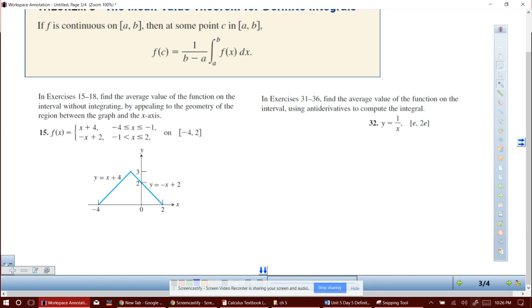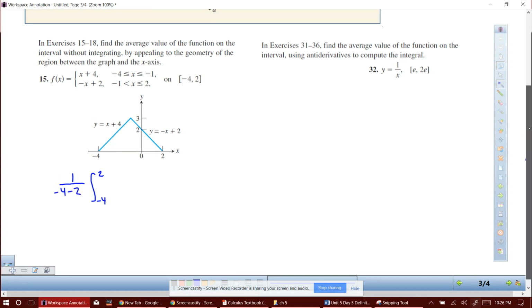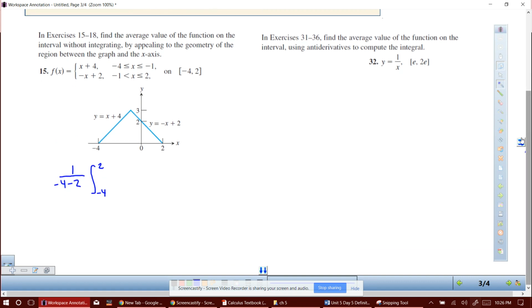This first one, they tell me essentially to do it with areas. So I'd want to do the integral from -4 to 2. So that would be 1 over -4 minus 2. And I think it's b minus a. So hold on. I knew I was writing that backwards. Let me fix that. So b minus a. So b is the top. So that would be 2 minus -4. And then we'll call this f of x dx. So that would be 1/6.